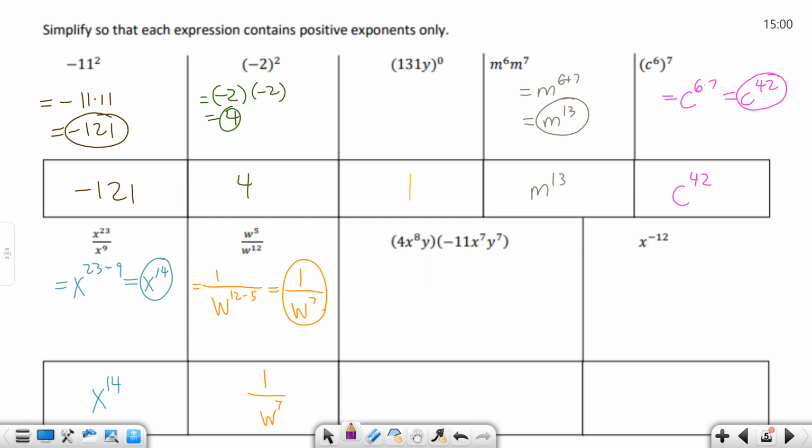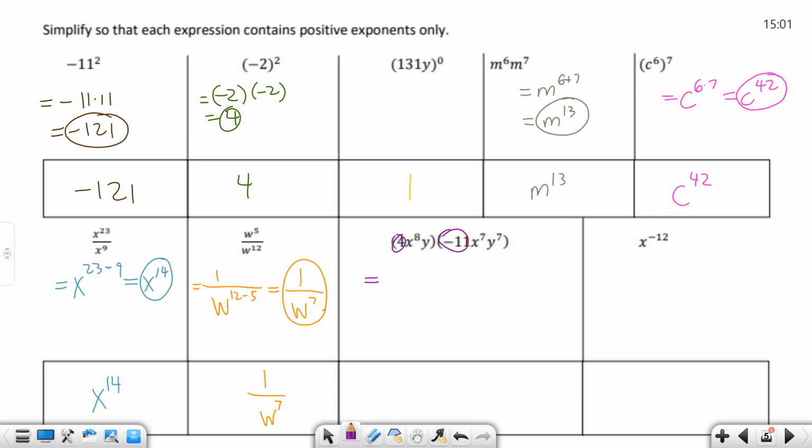So the next one is not one of the rules in this little section of problems. It's got mixed rules here, but we're going to take one term, right? That's 3 factors. 4 is a factor, x to the 8th is a factor, y is a factor. We're going to multiply it by, again, one term. We've got a negative 11 as a factor, x to the 7th, y to the 7th. 3 factors again. So when we have one term times one term, we take each factor individually that are alike.